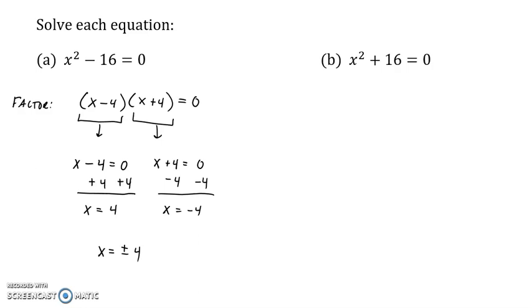Let's go ahead and take a look at part B. Remember, this is one that we were not able to factor last time, right? This was a prime binomial that we had, that x squared plus 16. So if we want to try and solve this where it's equal to 0, it is possible. We're just going to end up with some imaginary numbers along the way. So we know we're not able to factor this, so let's go ahead and try to subtract 16 from both sides.